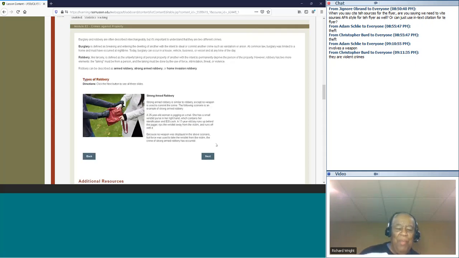Now let's look at strong arm robbery. Strong arm robbery, like you see here, is similar to robbery, except no weapon has to be used. So purse snatching, that's strong arm robbery. So look at what it says. A 25-year-old woman is jogging on a trail. She has a wrist purse in her right hand, which contains her identification and cash. And the kid runs up behind her and rips the wristlet away and runs off. That's strong arm robbery, all right?